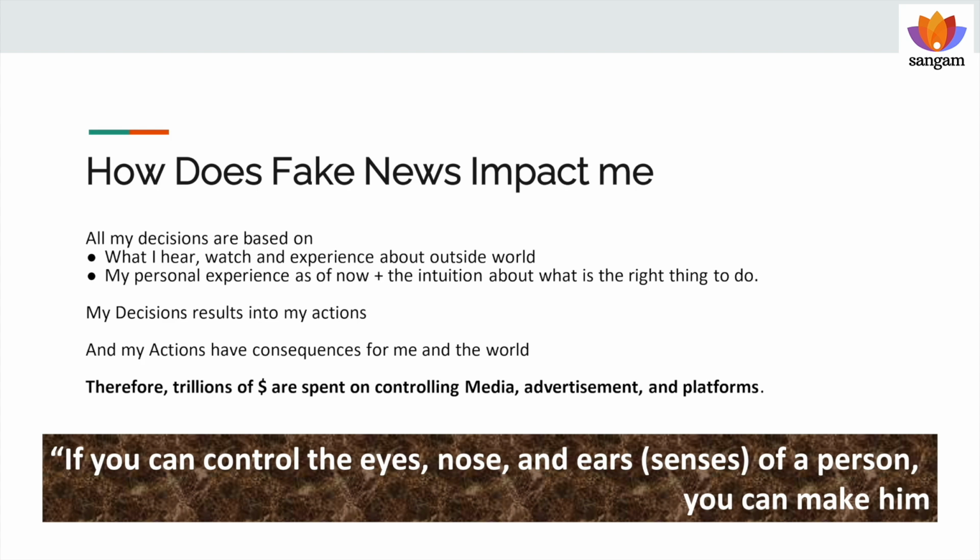Now this is the reason trillions of dollars are spent on controlling the media, advertisement and the platforms. Media, because they give you the information: what's happening, who got killed by whom, love jihad victims, why they were killed, the perspective, the narrative. The media and the advertisements give you the smell.